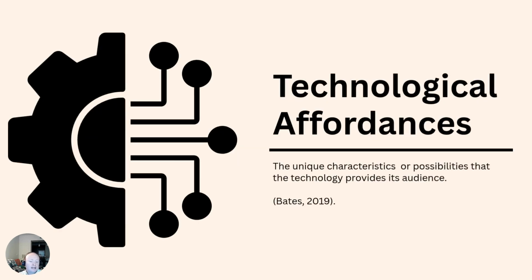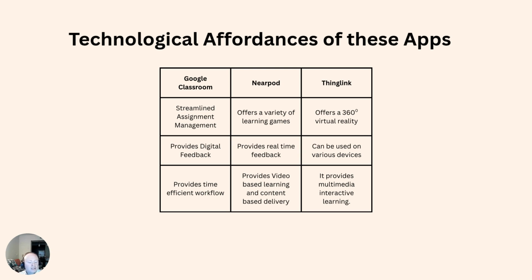So next thing we're going to talk about is technological affordances. So here's a brief definition of technological affordances. A technological affordance is the unique characteristics or the possibilities that technology can provide its audience. So, you know, technology and learning management systems, they all have their own differences. They all have their own characteristics that we can use in our classroom or in our program. So the three that we mentioned, we're going to compare them to each other.